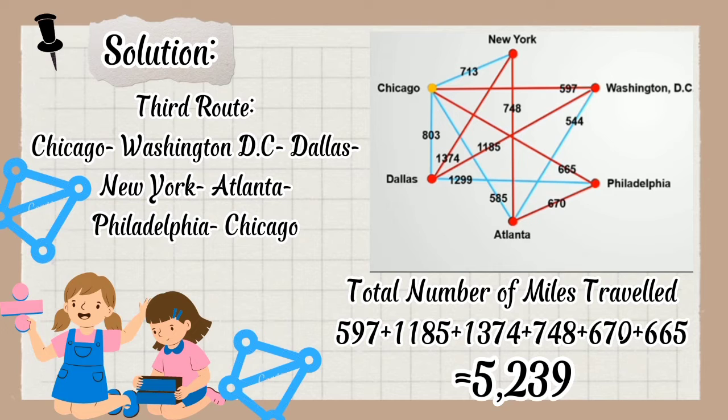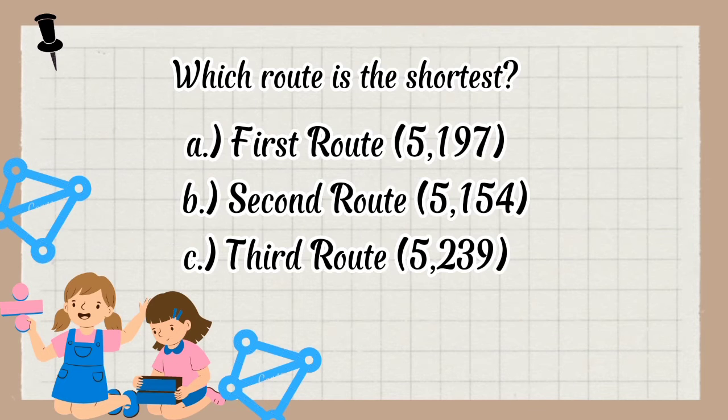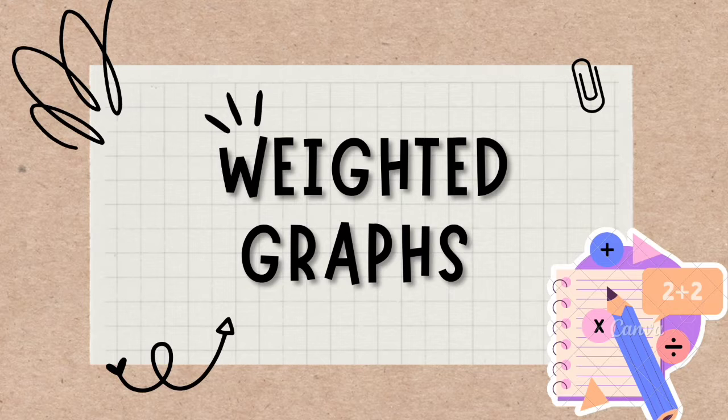So take note that we are considering the Hamiltonian route in this graph because that is what is being asked in the given problem. We are asked to start in Chicago and then return to the same location, which is Chicago, and we have to pass through the 5 cities. That is why we're considering the Hamiltonian circuit. But the question is, which route is the shortest? The shortest route is the second route because it has the shortest total number of miles traveled among the three. So that's how weighted graphs work.